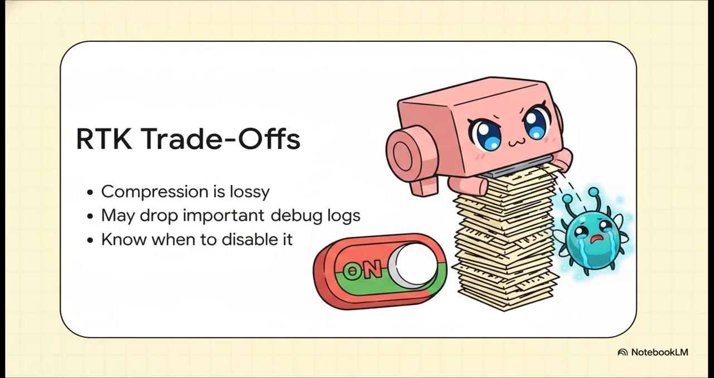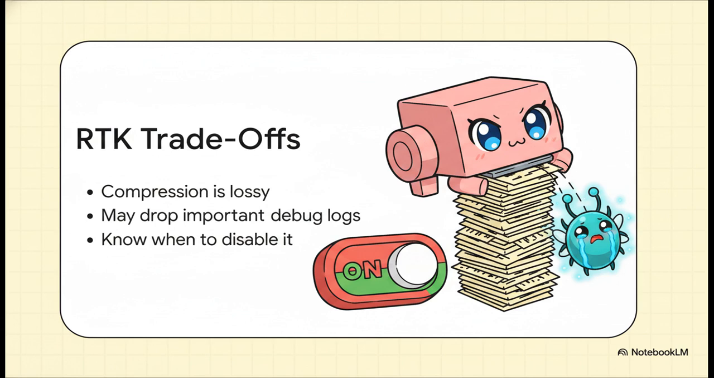However, just like with our index graph, I've got to warn you about the trade-offs. Compression is inherently lossy. When you aggressively squish your logs down, you have a very real chance of dropping a highly specific debug message or system log that you were desperately looking for. As you grow into a senior role, the skill isn't just knowing how to use the tool, it's knowing exactly when to turn it off.